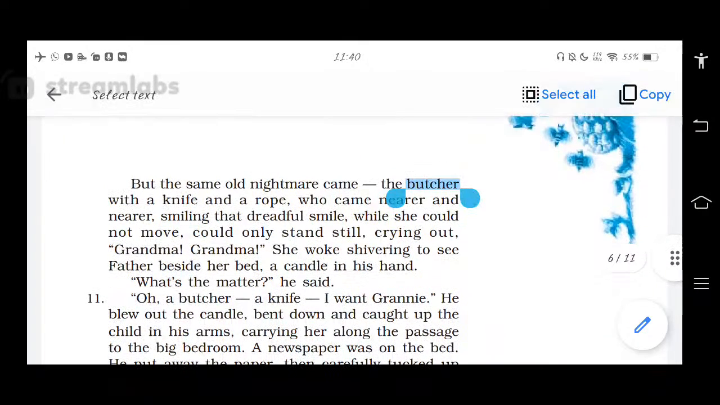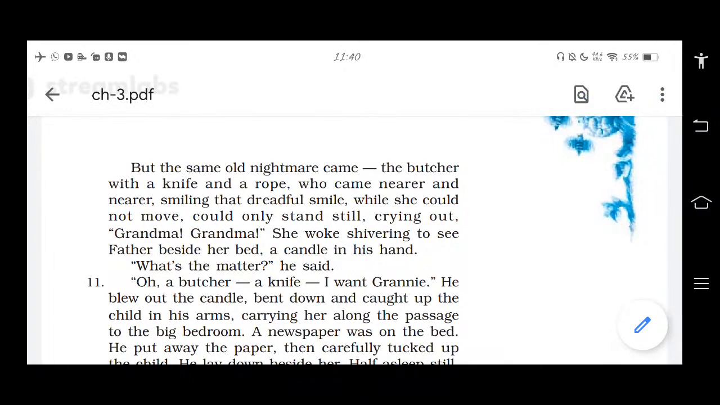Actually, butcher, B-U-T-C-H-E-R. Butcher means a man who cuts the animals. We call it a butcher. So she got a dream. Yeah, she got a dream. In the dream, a butcher with a knife and a rope came nearer and nearer, smiling that dreadful smile.